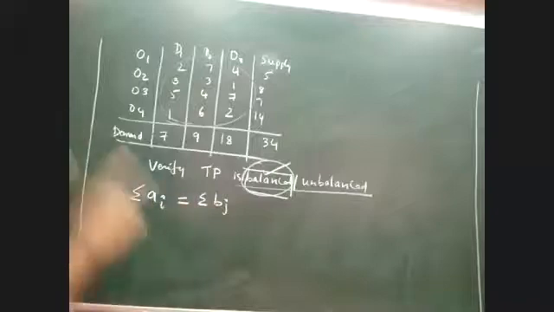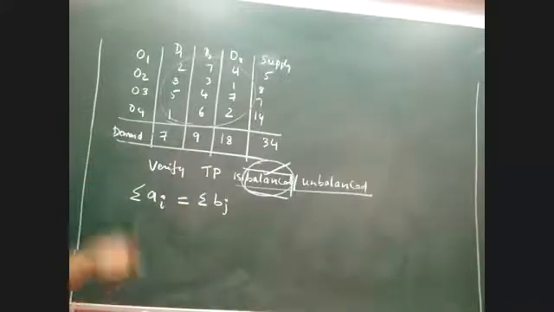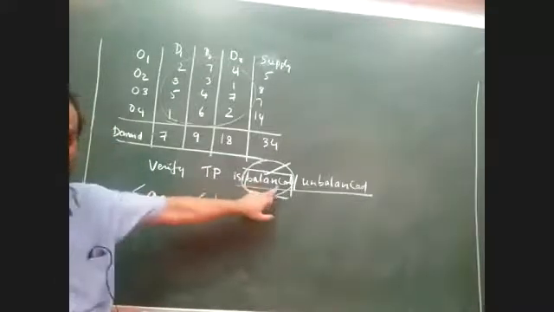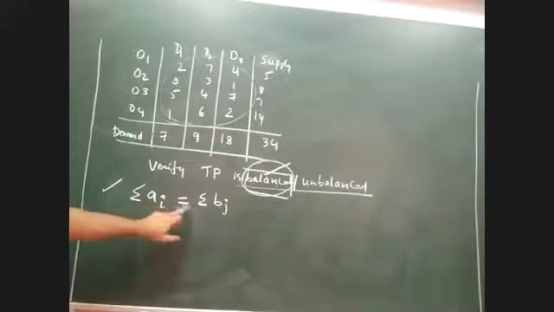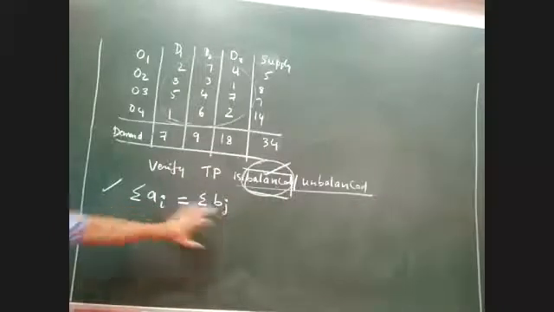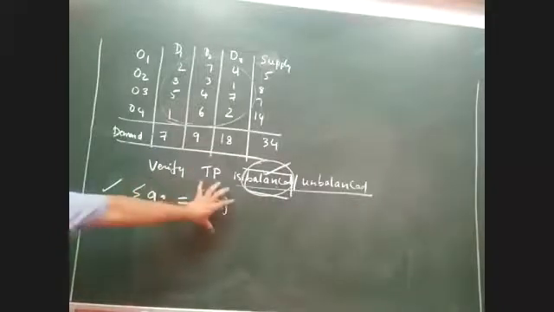Okay? So now, in order to prove or say that it is a balanced problem, I am using this notation. What is the notation I'm using here? Summation Ai is equal to summation Bj. That is, the total of rows is equal to the total of columns.